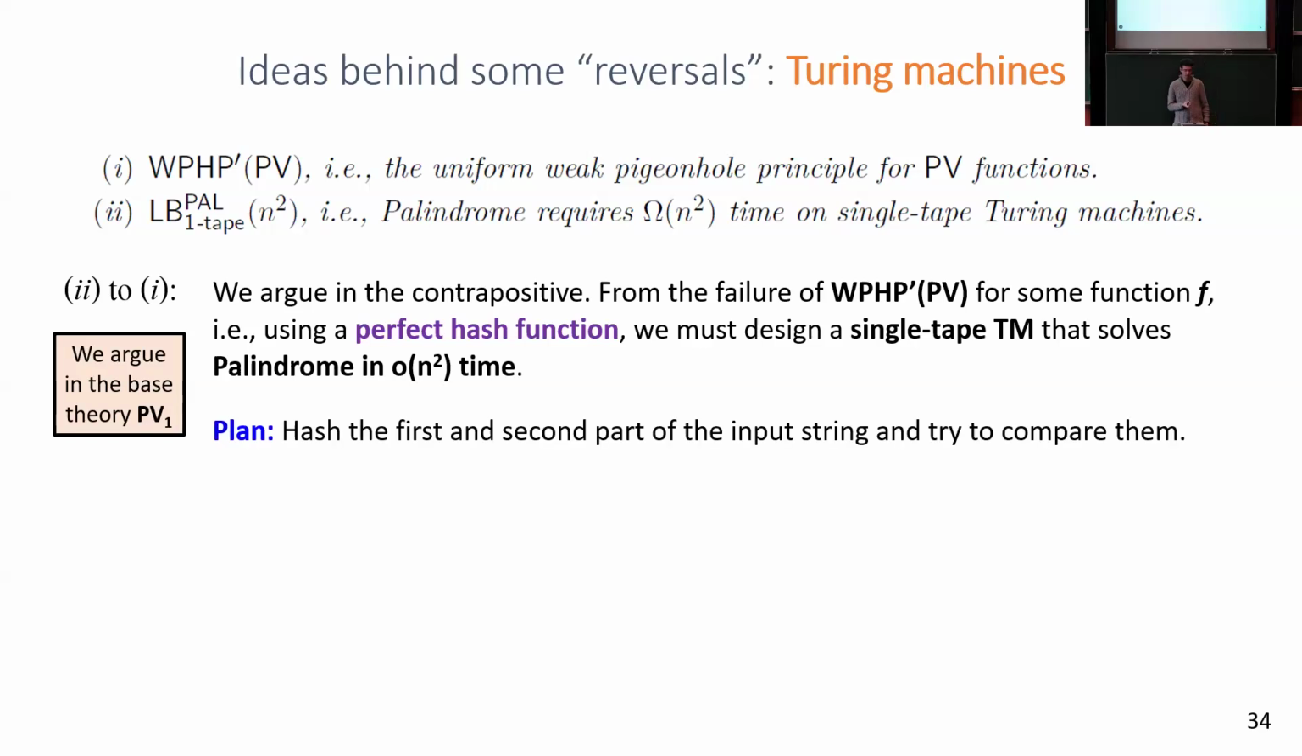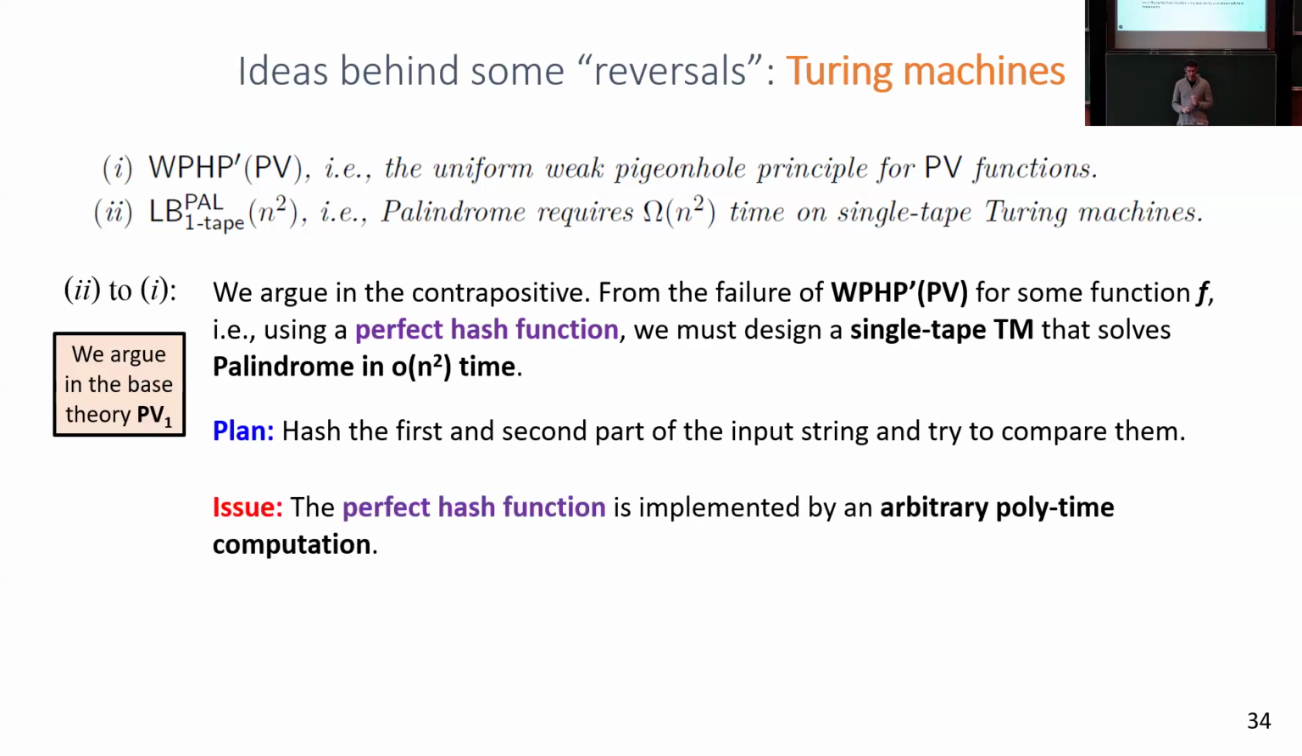So here's the plan. What we want to do is we try to decide palindrome. So we want to compare the first half of the string to the second half of the string. And the idea is we're going to hash both parts. So we now have just n to the epsilon bits, and then we'll try to compare the two hash values. Because now we have a much smaller input, it will be easier to program the single tape machine. Now, the main issue with this plan is that we started with some perfect compression scheme, but it's computed by some arbitrary polynomial time function. That's not a single tape Turing machine running in less than n squared time. So that's the main barrier for this proof to go through.